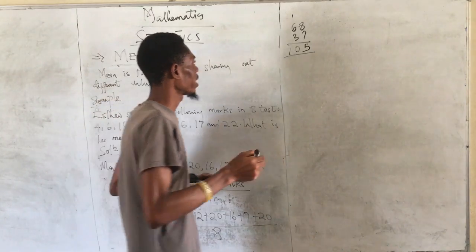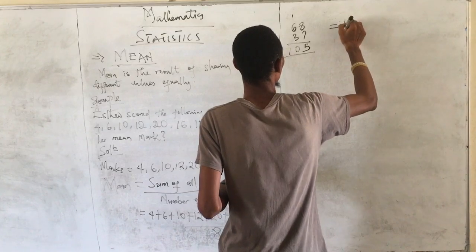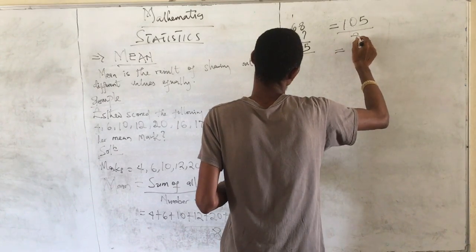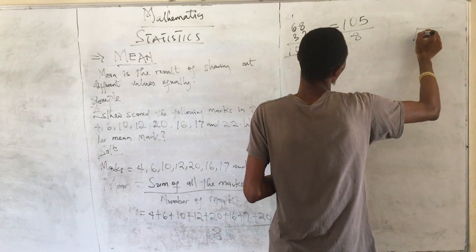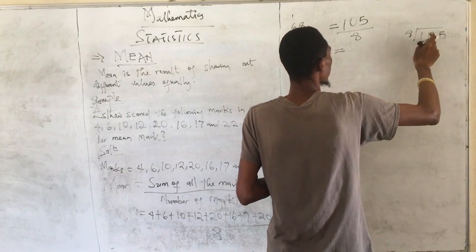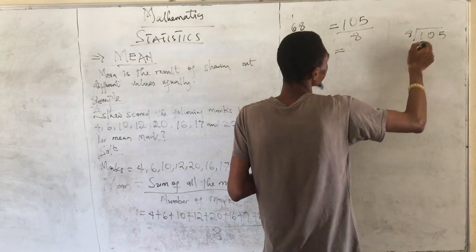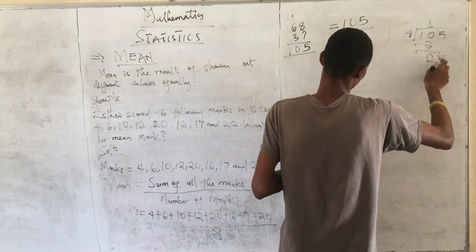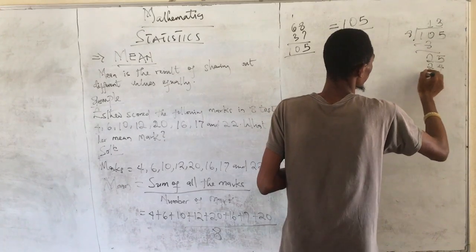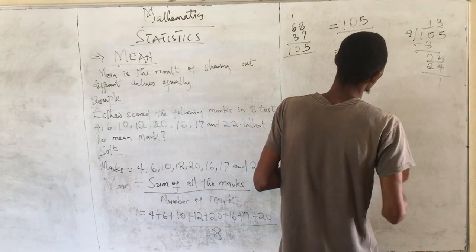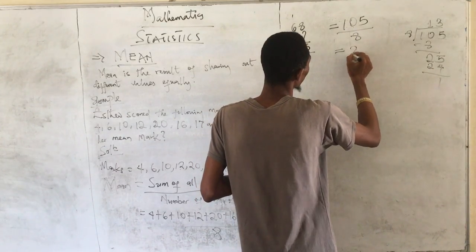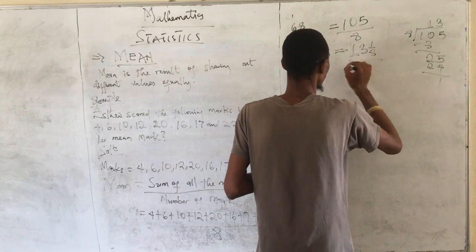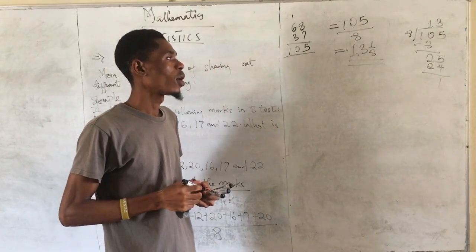Okay? 105 divided by 8, which is equal to what? 105 divided by 8. You can use your long division. This is 105 and this is 8. 8 in 10 gives us 1. 1 times 8 is 8. We subtract, bring down your 5. This is 2. 8 in 25 gives us 3. 3 times 8 is 24, remainder 1. Okay? So our answer is going to be 13 whole number 1 over 8.